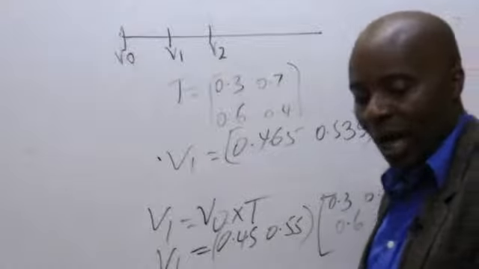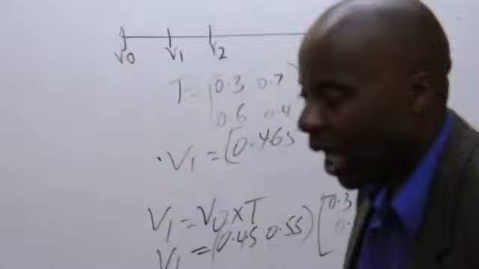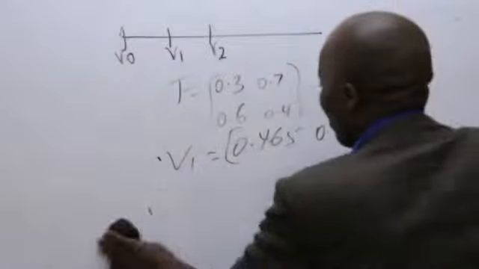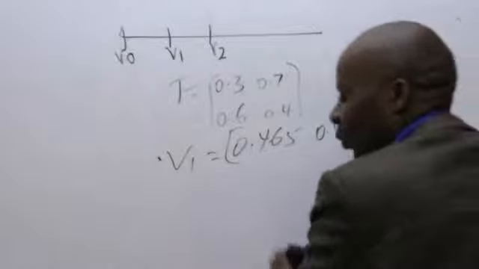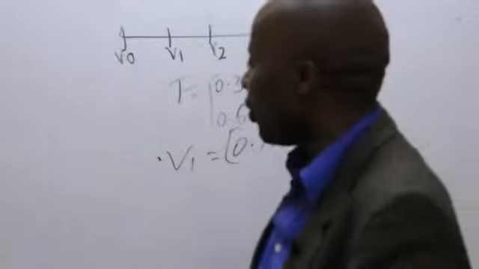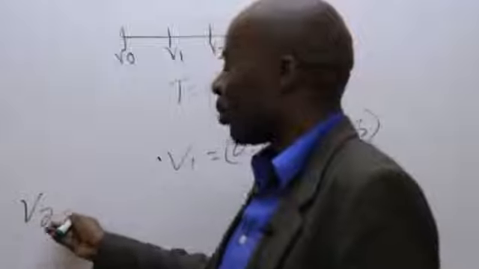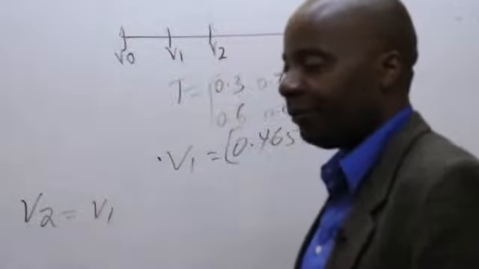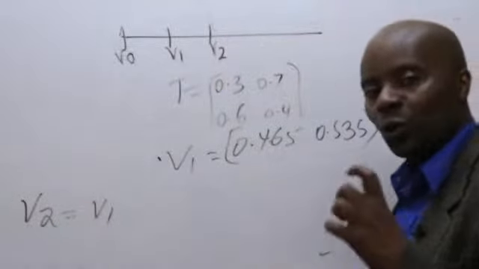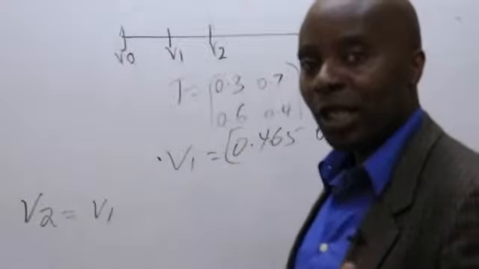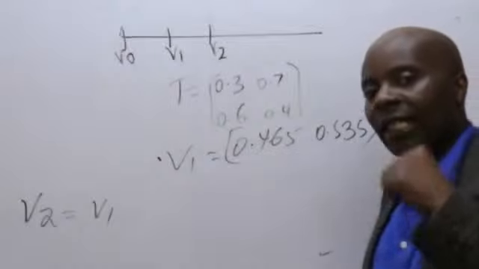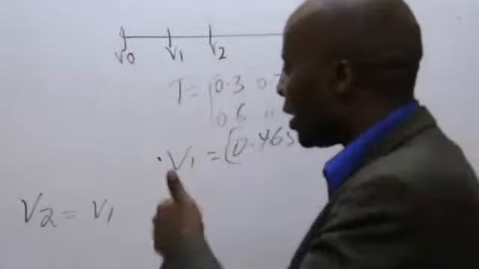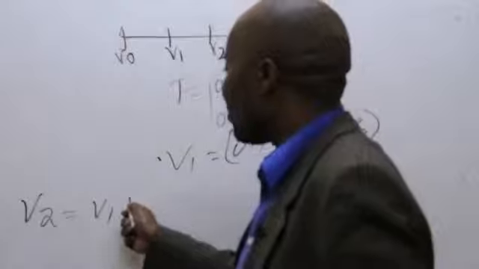Now, having gotten vector 1, we can very easily, comfortably, go to vector 2. How do we get vector 2? Vector 2 can only be born from vector 1. What we need to do is to transition, to change vector 1. So we take vector 1 times T, the transitioning factor, like that.